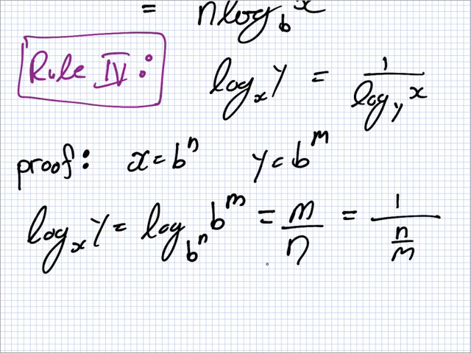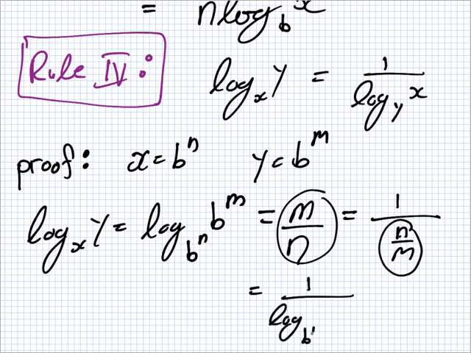You might say, well, why do I do that? Well, I realize that this is kind of the same as this, except they've swapped places. So this is 1 over log_{b^m} b^n, which is 1 over log_y x. Okay, so that's the proof there for the fourth rule. If you can write this down, please. We think there's only 2 more to do.